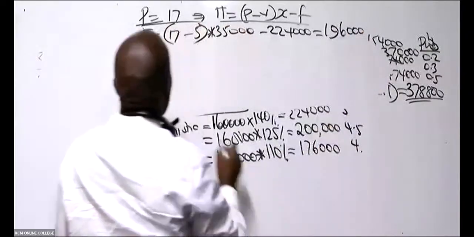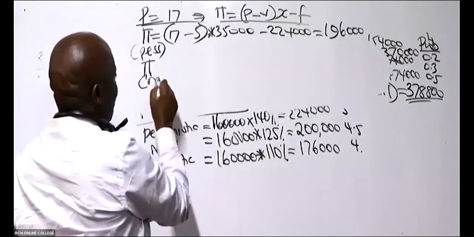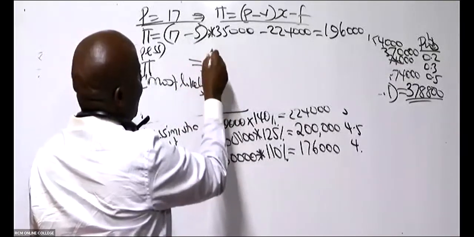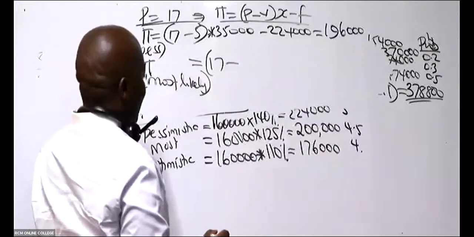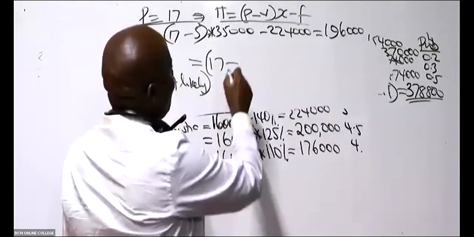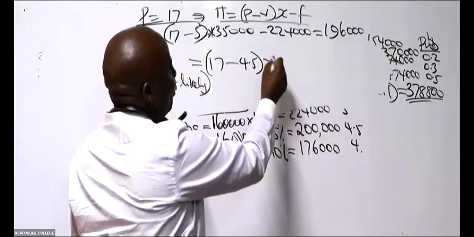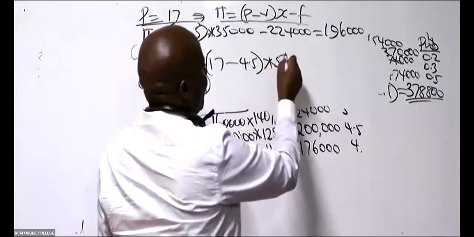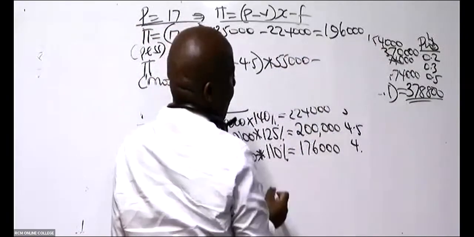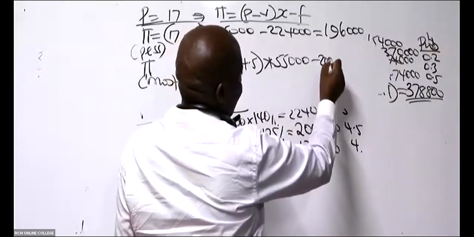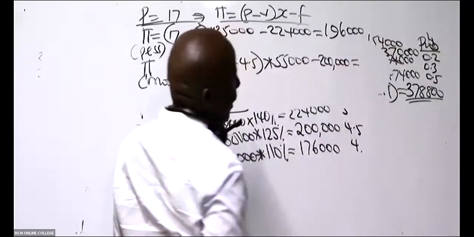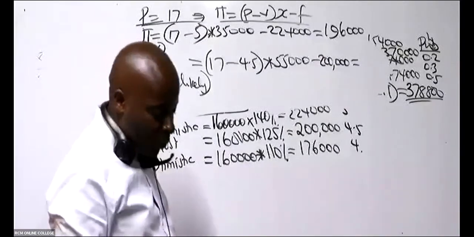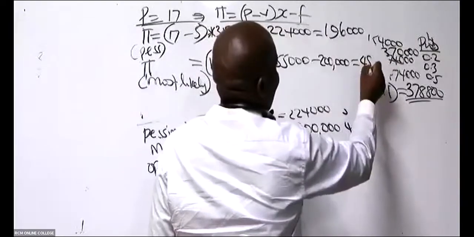And then we go to profit under most likely. Under most likely, of course, the selling price is 17 minus the most likely variable cost, which is 4.5. How about the most likely quantity? 55,000. Do we have the most likely fixed cost? 200,000, isn't it? So please go there and deduct and give us a figure. 487,500.